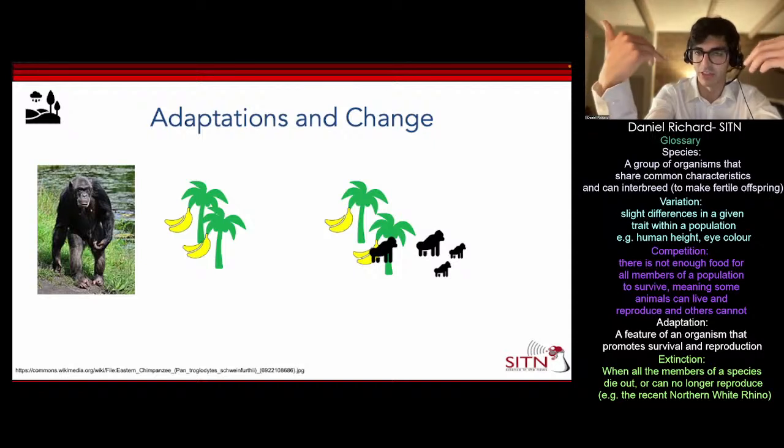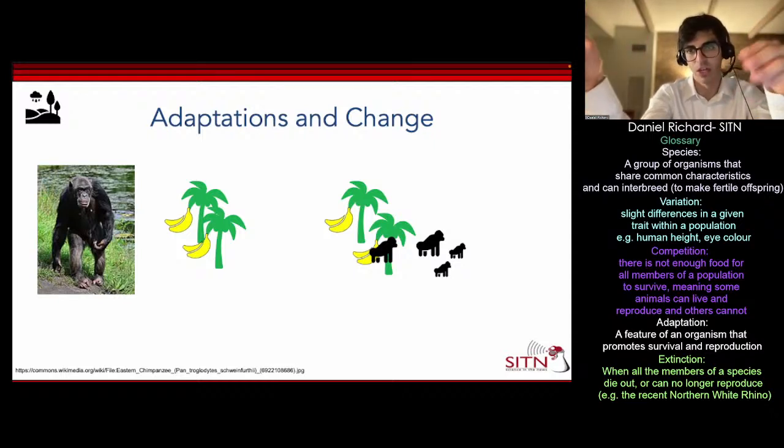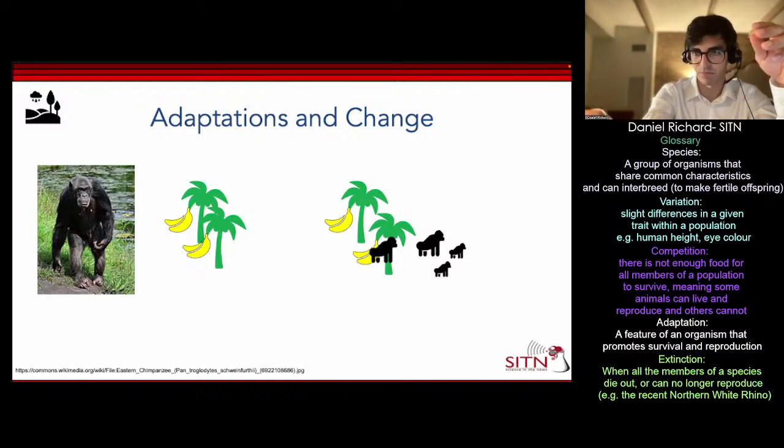And so with that example of finches, over time, you might get apes that become better and better able to travel as you get selection favoring those individuals who can travel better.